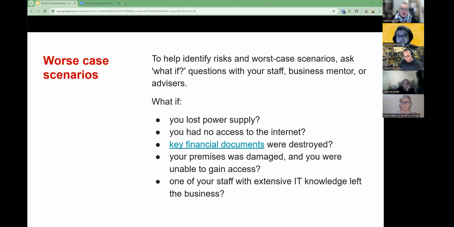What if key financial documents were destroyed? What would you do then? How would you get on? It's probably not so much of an issue because our documents live in Xero. So if something happened to our Xero account, what would you do if your premises were damaged? That doesn't necessarily bother us at the moment because, actually, if my house is damaged, so long as I can go and get a computer and I remember my passwords, I should be okay.